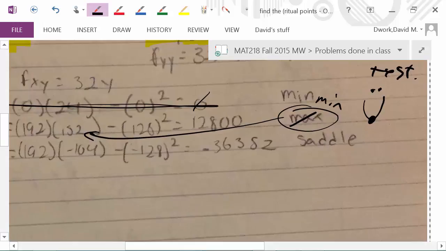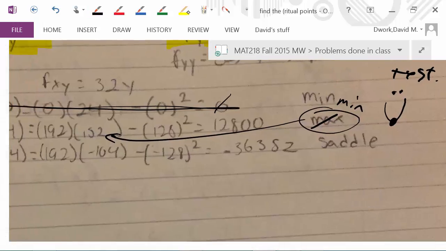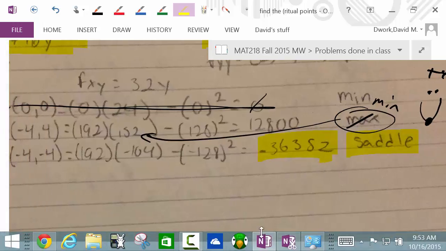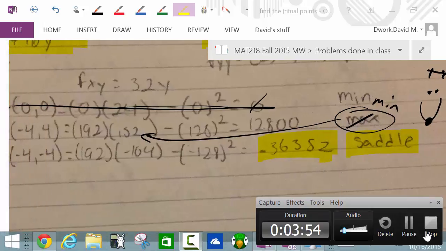You recognize that this is a positive answer, so it is either a min or a max, and you have to look back at your second derivatives to figure out which one it is. Finally, when you have a negative answer, that is a saddle every single time. So whenever your d-test or Hessian test gives you a negative number, it's always a saddle. So that one looks good. Okay, I hope that cleared up whatever your issues may have been.